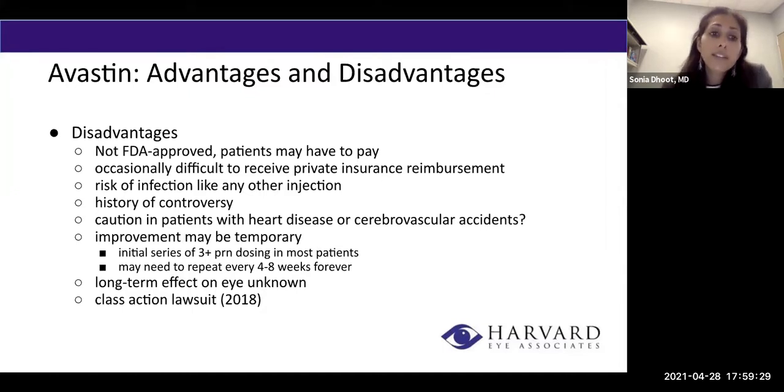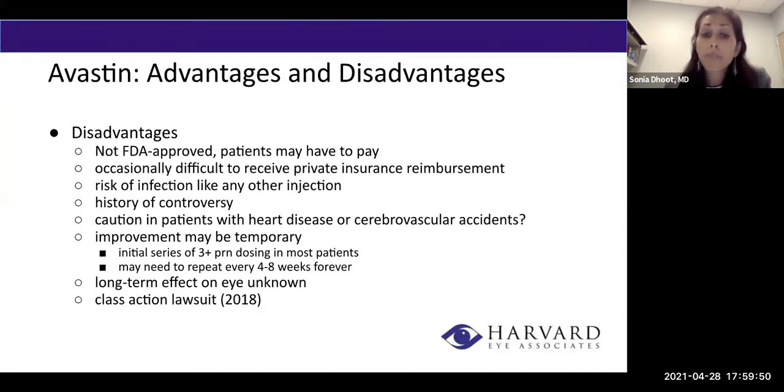And then the other disadvantage is that it works, but it's like any other medicine, it wears off. And so usually about 4 to 6 weeks, 4 to 8 weeks, if you're lucky, we have to keep redosing the medication.